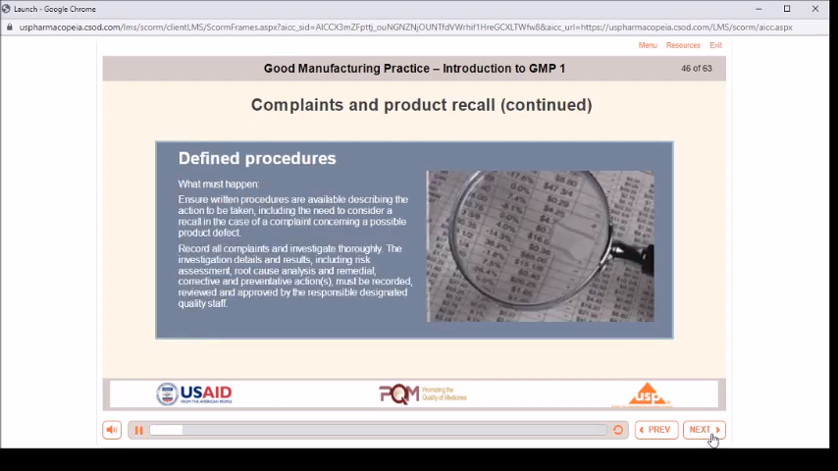Complaints and product recall. Continued. Defined procedures. What must happen? Ensure written procedures are available describing the action to be taken, including the need to consider a recall in the case of a complaint concerning a possible product defect. Record all complaints and investigate thoroughly. The investigation details and results, including risk assessment, root cause analysis, and remedial, corrective, and preventative actions, must be recorded, reviewed, and approved by the responsible designated quality staff.